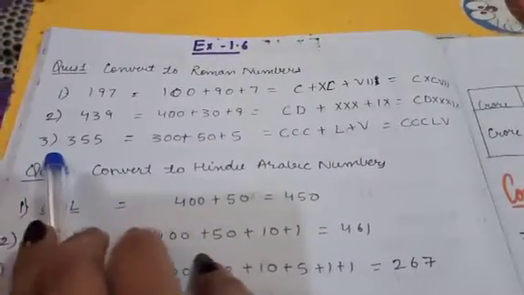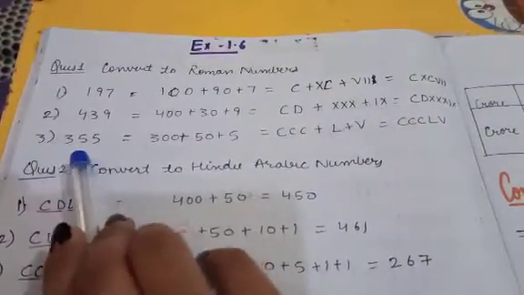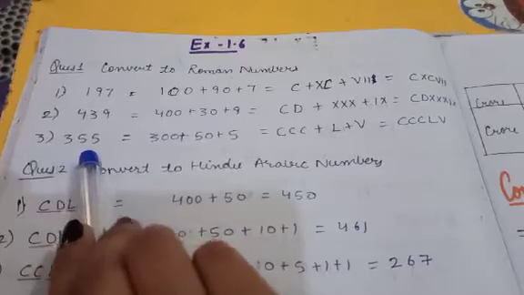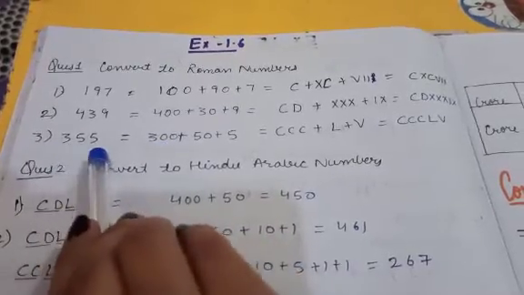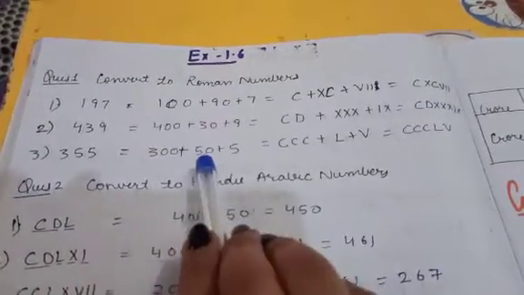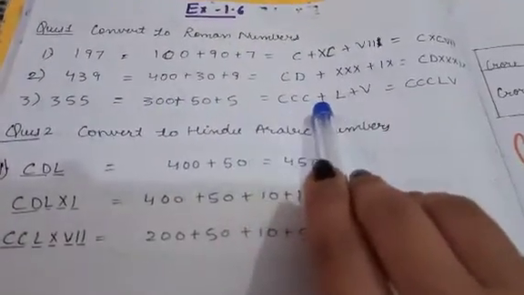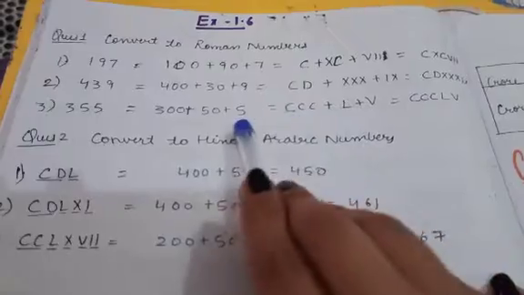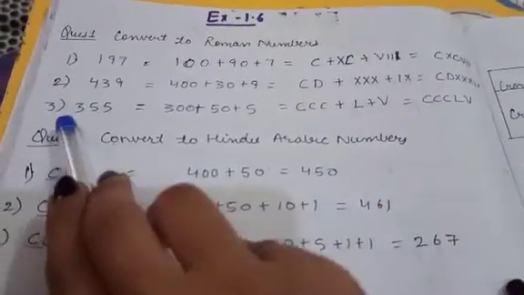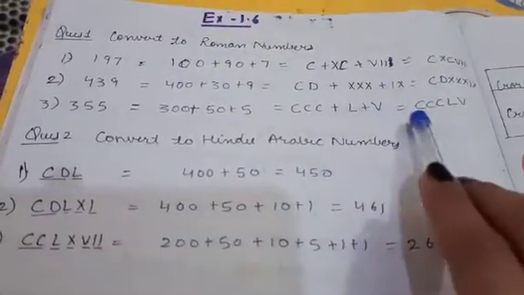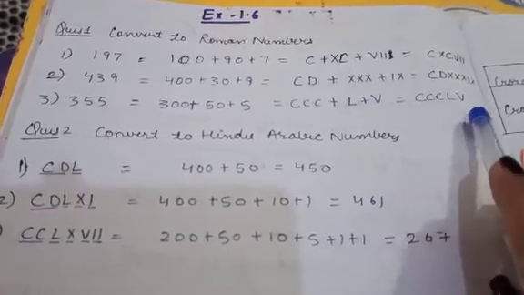Now let us move to the third part, that is 355. 355 will be written as 300 plus 50 plus 5. 300 will be written as 3 C's, 50 as L and 5 as V. So 355 will become C, C, C, L, V.